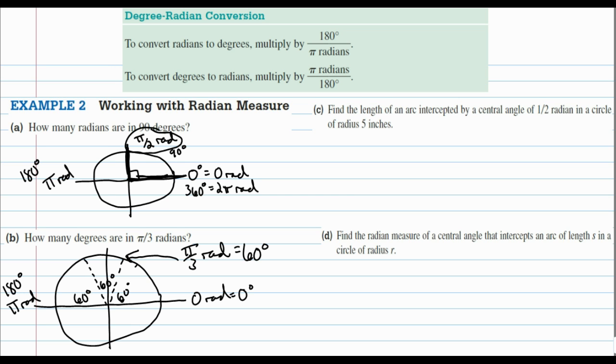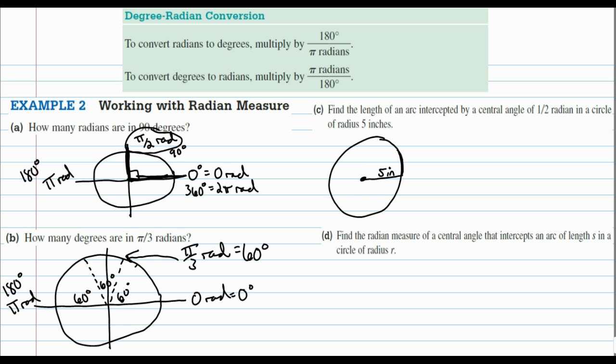Now part C, find the length of an arc intercepted by a central angle of 1/2 radian in a circle of radius 5 inches. So I'm going to draw that first. I've got a circle, it's got a radius of 5 inches. Now the central angle is 1/2 of a radian.